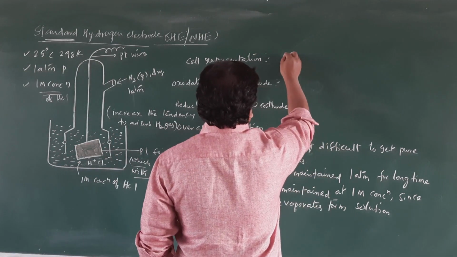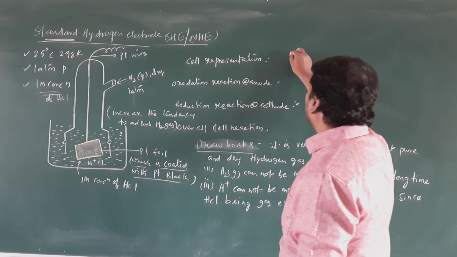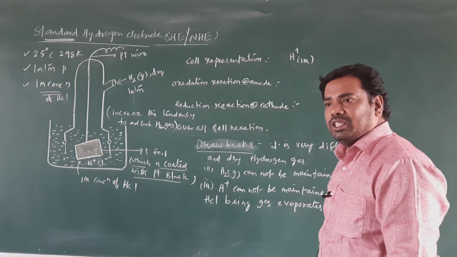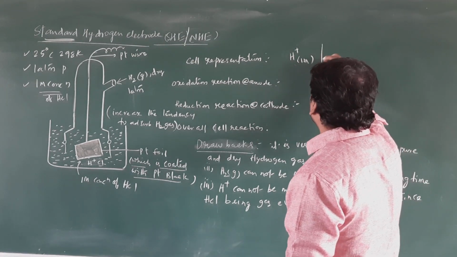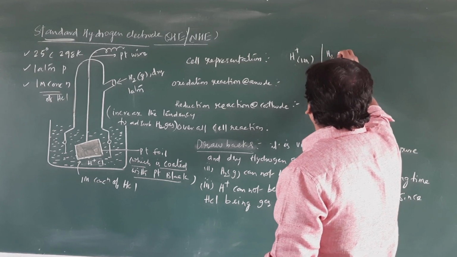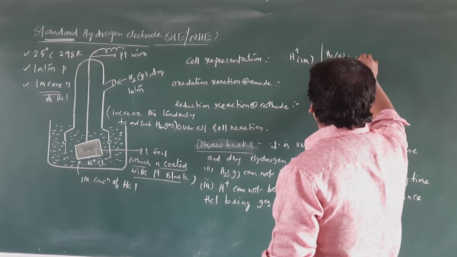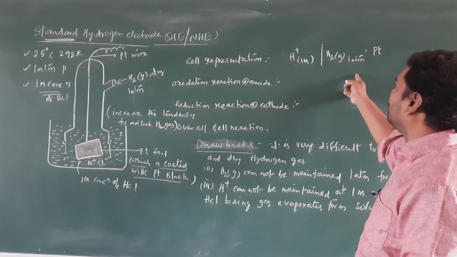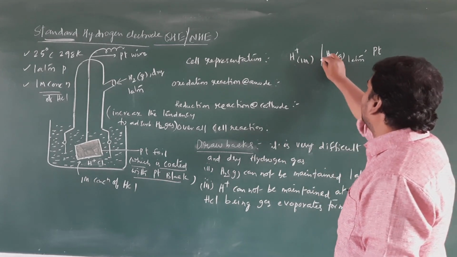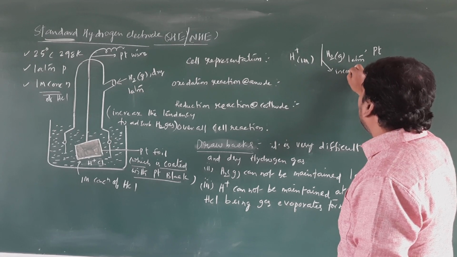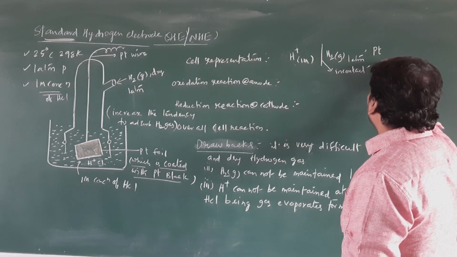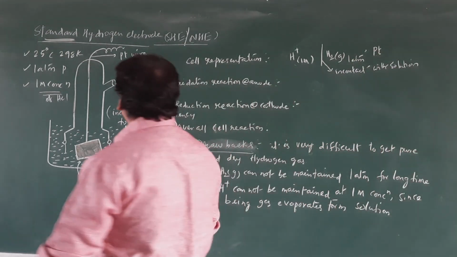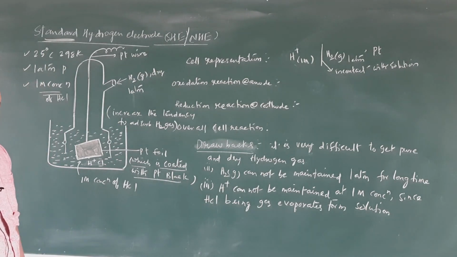The representation of the cell of this hydrogen electrode is: H plus at 1 molar concentration, and hydrogen gas at 1 atmosphere pressure with platinum. You can write platinum, comma, H2 gas, oblique, H plus. Here the oblique represents contact with the solution. That is the cell representation of the standard hydrogen electrode.